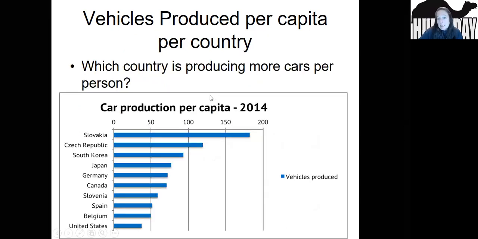The leading countries that are producing the most cars per person are Slovakia, Czech Republic, South Korea, Japan, Germany, Canada. And you see this is a little old. This is 7 years old. So you see even 7 years ago, we were lower on that list. But now we're a lot lower than that.